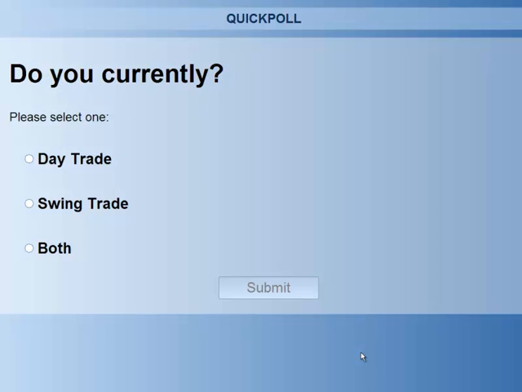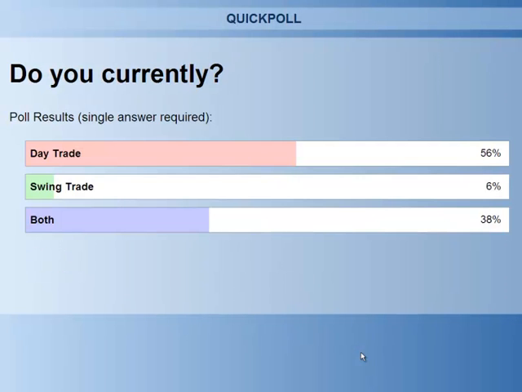So go ahead and let a few more people click in here. Not much to think about on this one, obviously. All right, so no surprise, right? Most of you are doing at least some day trading. I mean, if we added that up, we got about 94% of you doing at least some day trading, and only about 6% doing exclusively swing trading.